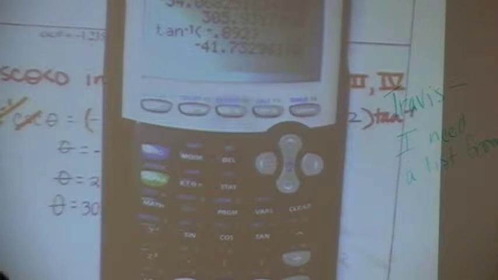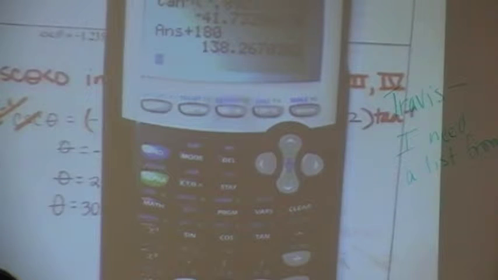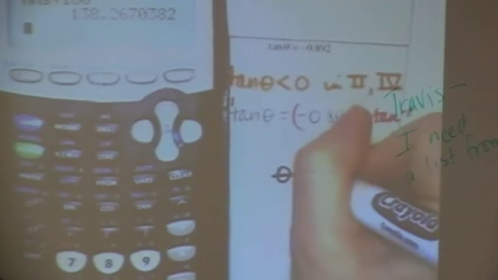So what is the rule for tangent? What can I do for tangent? Add 180. So if I add 180 to this, I get 138.267. What quadrant is that in? Okay, so there's my first angle in quadrant 2.